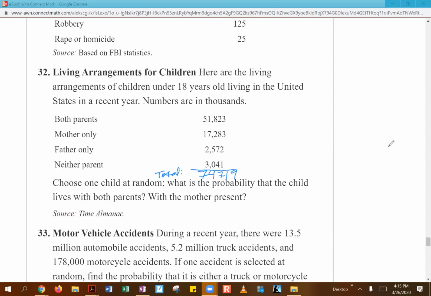So children living with both parents is at 51,823. Only living with the mother is at 17,283. Only with the father is 2,572. And living with neither parent is at 3,041. Okay, so now they're saying choose one child at random. What is the probability that the child lives with both parents?